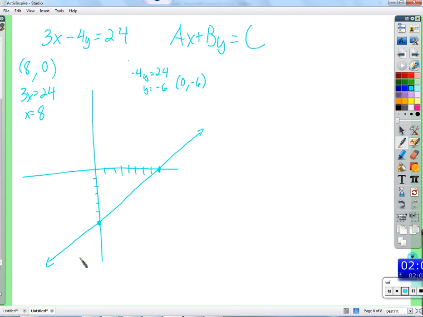So, those are just multiples of 24, right? Factors. They're both factors of 24, that's why I picked them. But if I wrote 3x minus 4y equals 15, that's great for finding x, but when I try to find y, we get this fraction, which isn't the worst. But most of the time when the book gives you an equation in this form, they're going to kind of make it convenient so that those are both factors of 24.